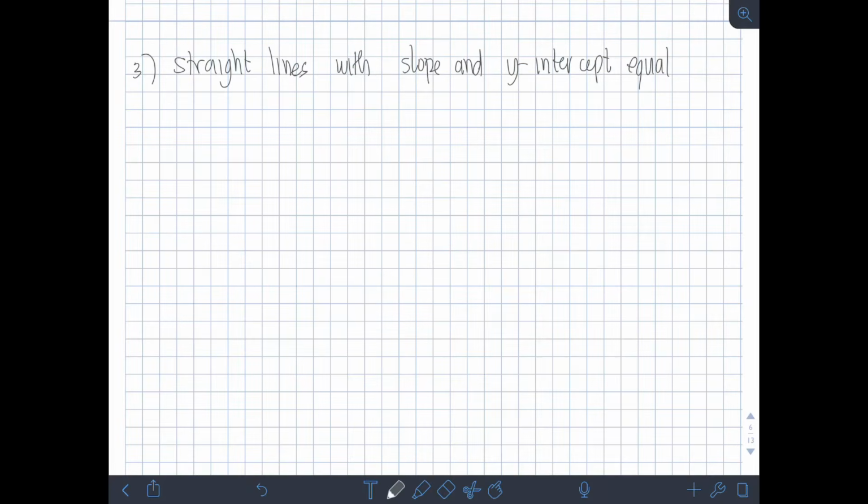Next, we have straight lines with slope and y-intercept equal. So, represent muna natin dito yung equation of a line. So, this time, gamitin natin yung slope-intercept form na y is equal to mx plus b. So, yung m yung slope, b yung y-intercept. Sabi dito sa condition, yung lines daw, dapat yung m natin na slope ay equal doon sa y-intercept na b. Okay? So, therefore, pag ginawa natin yon, yung equation natin ay magiging y is equal to mx, tapos yung b gawin nating m na lang din. Okay? So, y equals mx plus m.